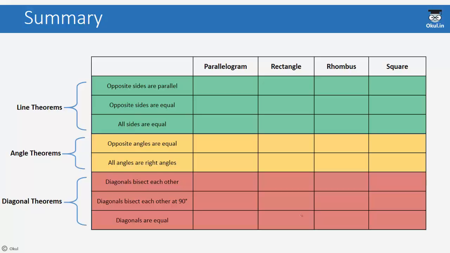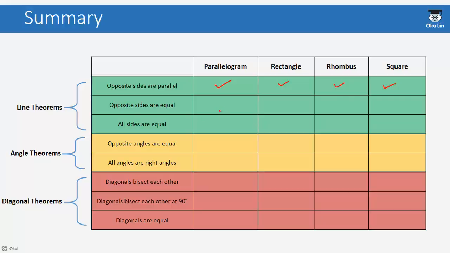Firstly, line theorems. The first one is opposite sides are parallel. The opposite sides being parallel is the basic criteria for a parallelogram. Therefore, this is true for a parallelogram. And since all these are children of a parallelogram, this will be true for all of them: rectangle, rhombus and square.